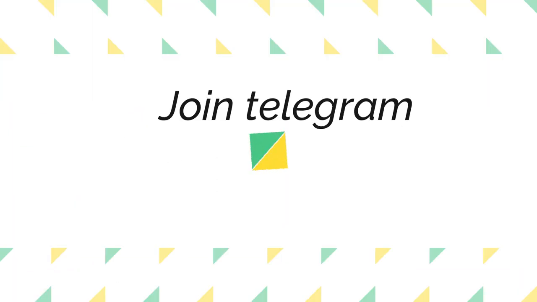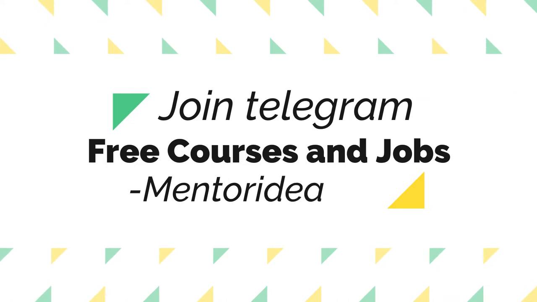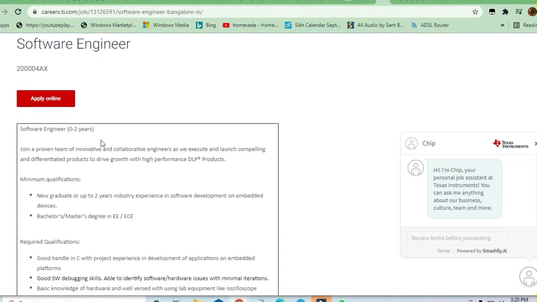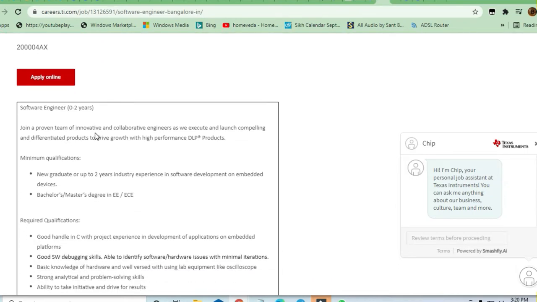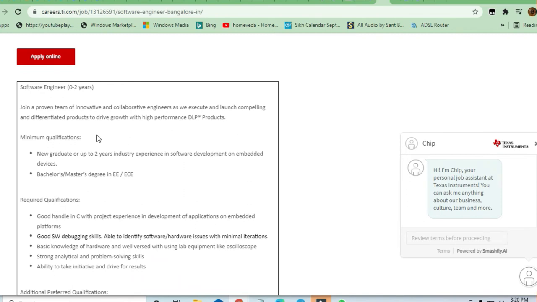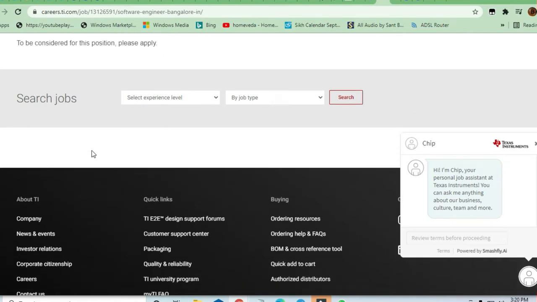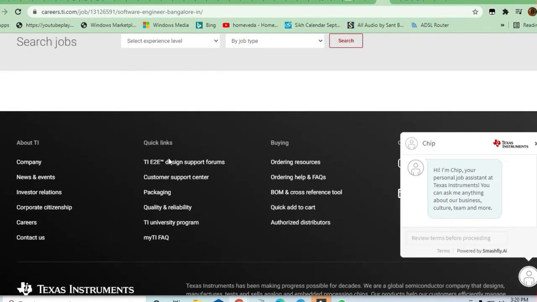In this video, we'll see an opportunity coming from Texas Instruments. A very important opportunity is there. A software engineer is required. Anybody who is a fresher can apply. Anybody who has experience of less than 2 years can apply for this job. Now, we'll be discussing the main requirements, what the qualifications and skills required are, and what the responsibilities given to you are. All these good things we will go over.